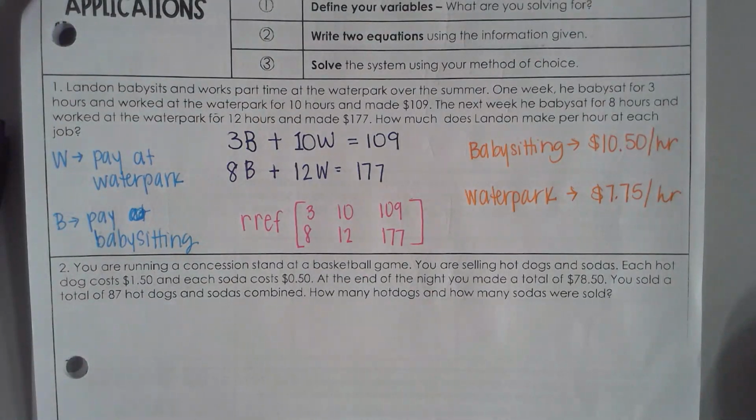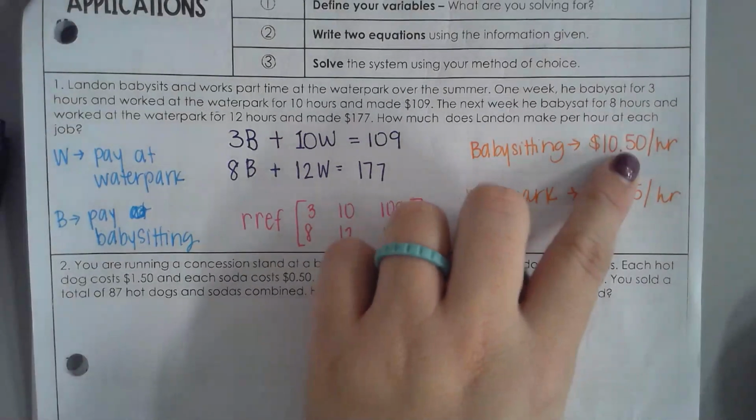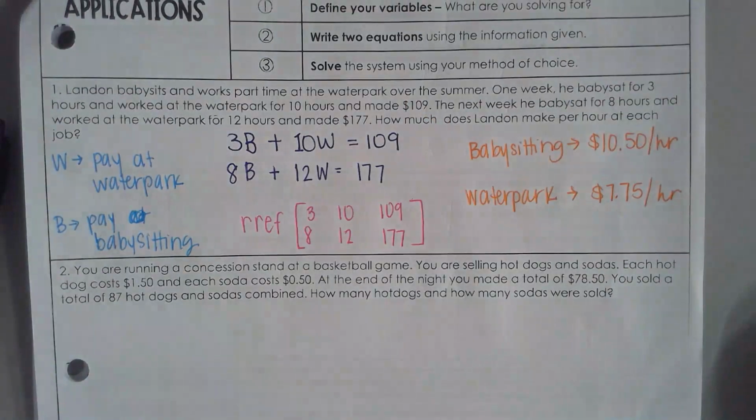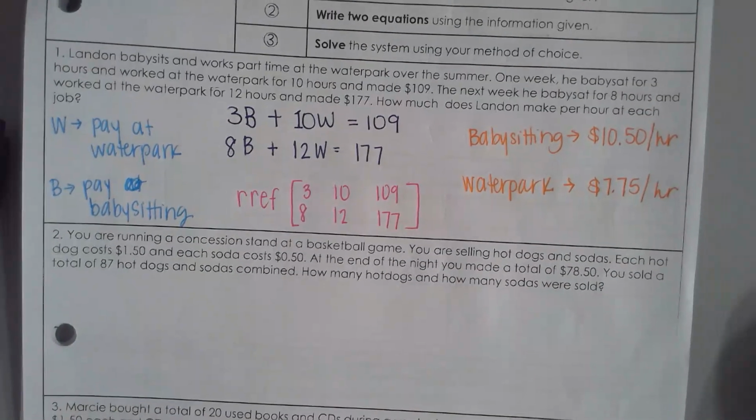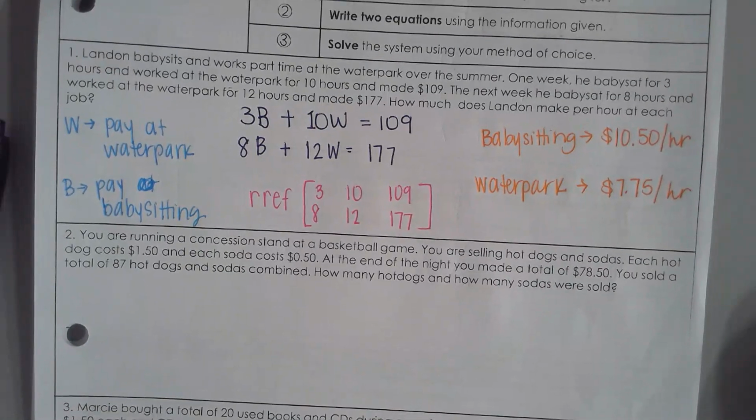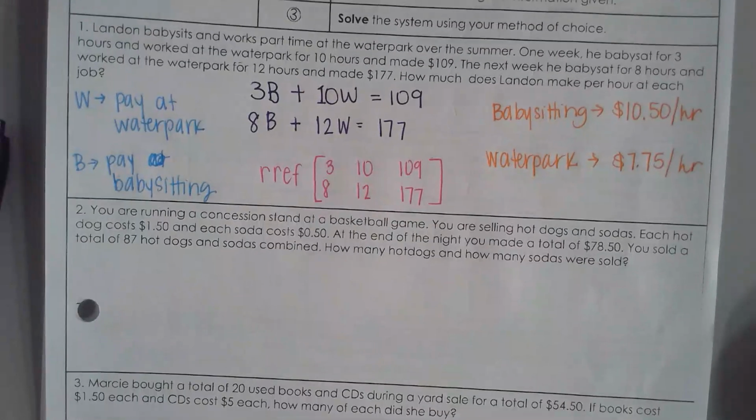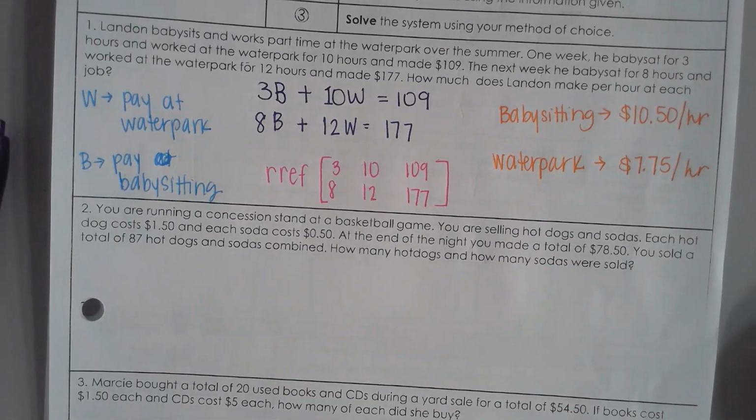So when we're talking about money, you need a dollar sign. You need to have 2 decimal places. It's not just 10.5. Money's always got 2. Are there any questions on that one?